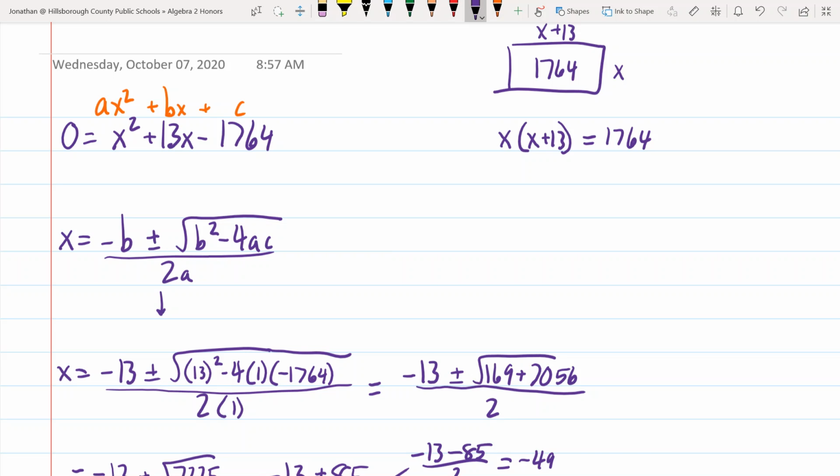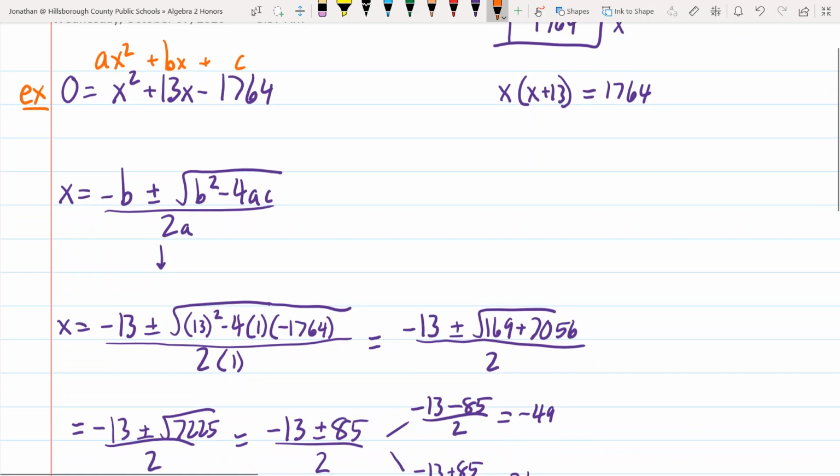My first step in these problems is always just plugging them in. Don't try and crunch any numbers yet. So b is 13. Well, now it's negative 13. And then we have 13 squared from b squared, minus 4 times a, which in this problem is 1, and then c is negative 1764.